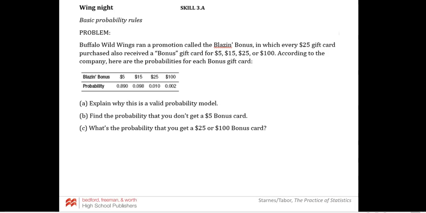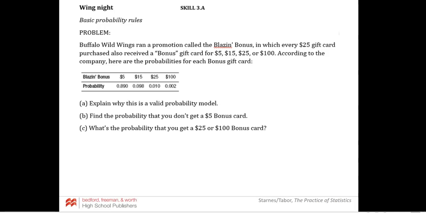Okay, Buffalo Wild Wings ran a promotion called Blaze and Bonus. With every $25 gift card, you get a bonus card for either $5, $15, $25, or $100. Wow. Here are the company's probabilities. I like this promotion. It's kind of fun. I mean, it's a small chance you get a $100 gift card, but you're getting something extra in addition. So I like this. Explain why this is a valid probability model. If you add up the 0.89 plus 0.098 plus 0.010 plus 0.002, it adds up to 1. It is a valid probability model.